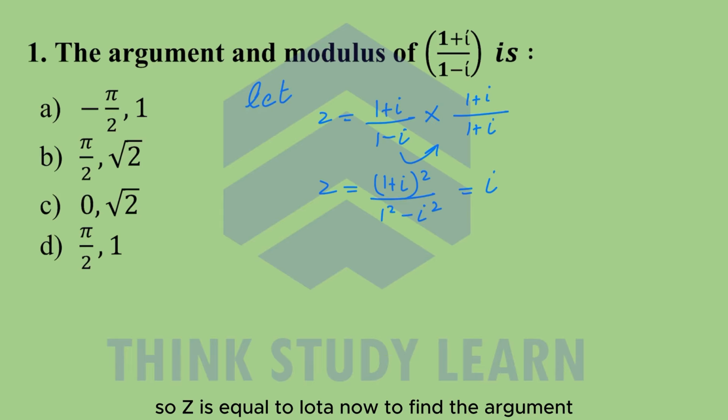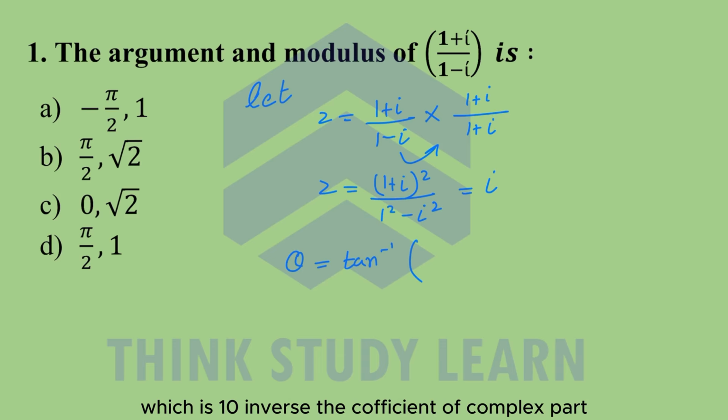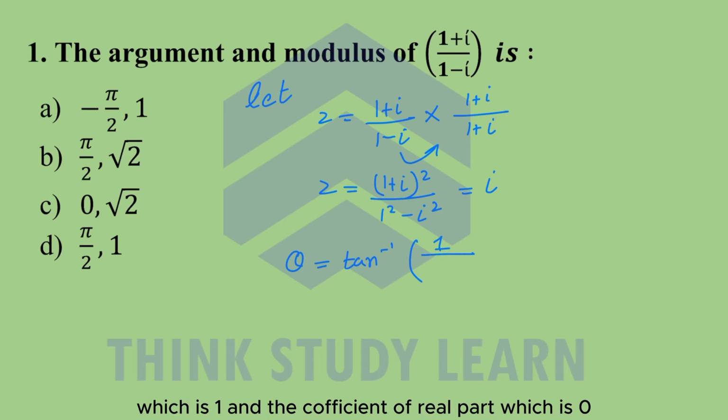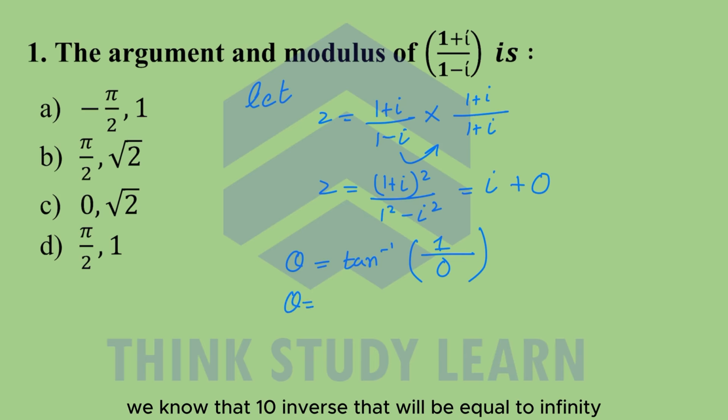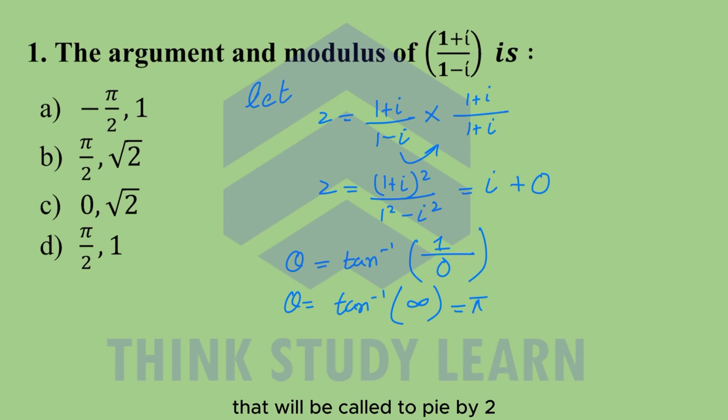Now to find the argument, we will apply the formula of argument, which is tan inverse of the coefficient of the complex part, which is 1, over the coefficient of the real part, which is 0. So tan inverse of 1 over 0, we know that is equal to tan inverse infinity, that will be equal to pi by 2. Tan inverse infinity is equal to pi by 2.